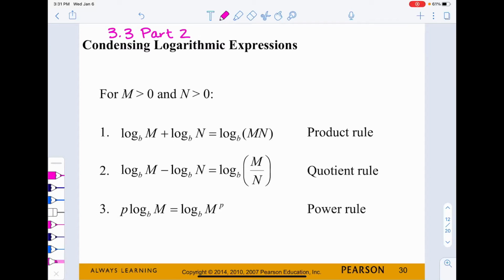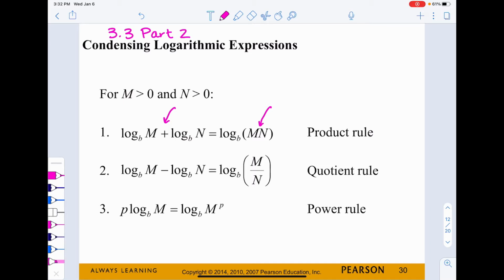Looking at section 3.3, part 2, in the same way we were able to expand a logarithmic expression, we can also condense a logarithmic expression. So a little review of those rules that we reviewed in terms of our exponential rules that we then turned into our logarithmic rules. When we talked about the product rule, we said if we were to multiply two pieces, we can turn it into an addition.